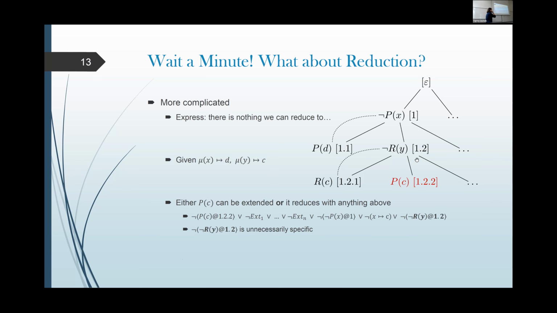But you might ask, why do I care about this R of Y in position 1 or 2? I mean, there's no way to connect to it anyway. It's a completely different symbol. And in fact, it is completely irrelevant.